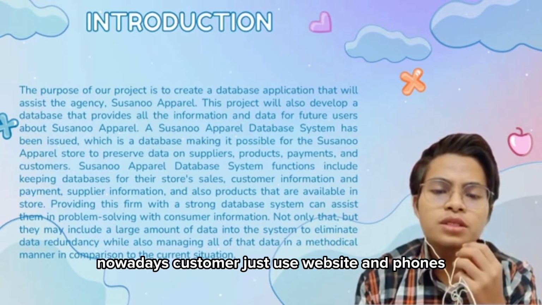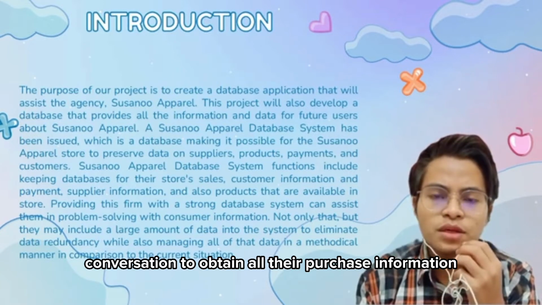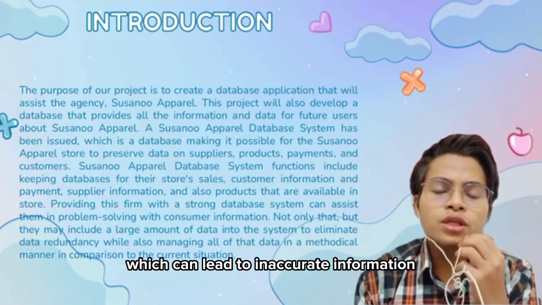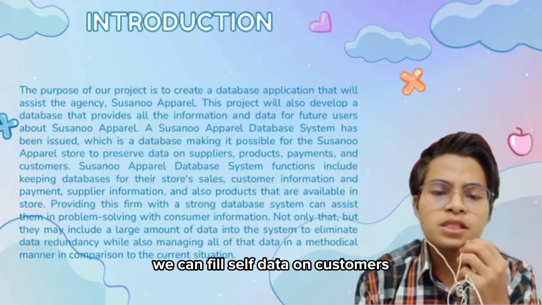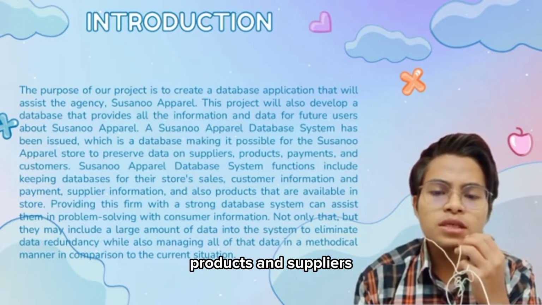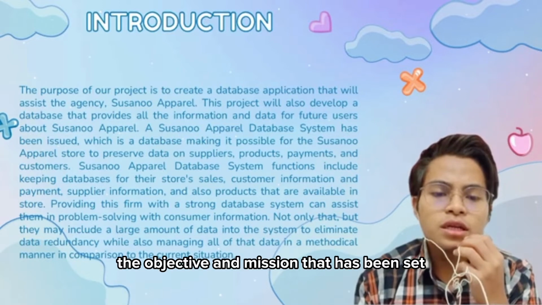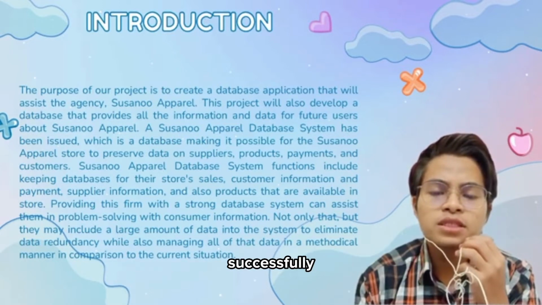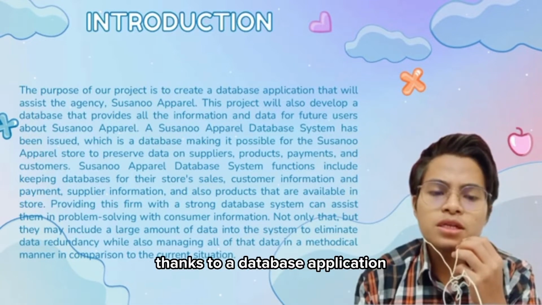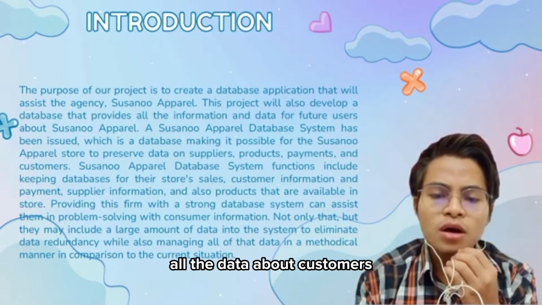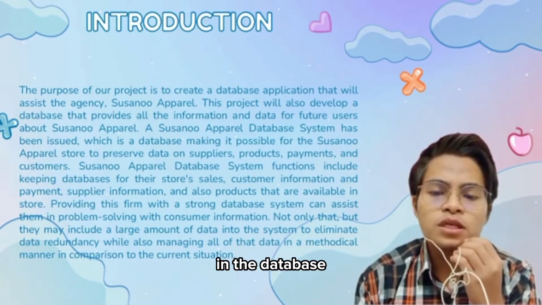Nowadays, customers just use the website and phone conversation to obtain all their purchase information, which can lead to inaccurate information. By providing the database application, we can preserve the data on customers, products, and suppliers. This database application can help Susano achieve the objective and mission that have been set successfully. Susano shirts may now be ordered more easily thanks to a database application. All the data about customers, suppliers, and products can be kept properly in the database.